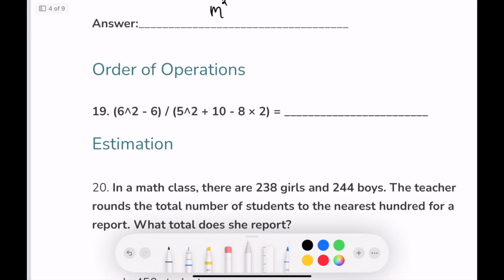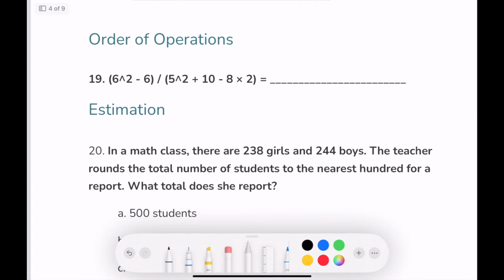Ooh, order of operations. Do you know what acronym comes to my mind when someone says order of operations? I think PEMDAS, which stands for please excuse my dear Aunt Sally. Now, of course, please excuse my dear Aunt Sally really stands for the P is parentheses, the E is exponents, the M is multiplication, the D is division, the A is addition, the S is subtraction.